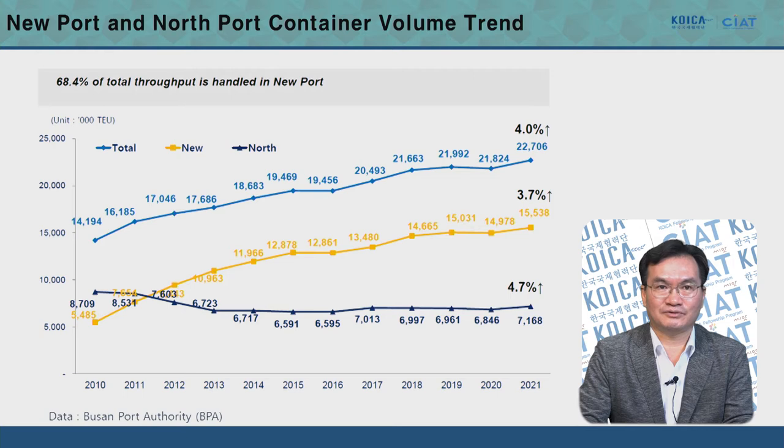As of 2021, the New Port handled 15.53 million TEU and the North Port 7.17 million TEU. Based on the total 22.7 million TEU, the total cargo throughput rate of the New Port is 68.4%, and that of the North Port is 31.6%.